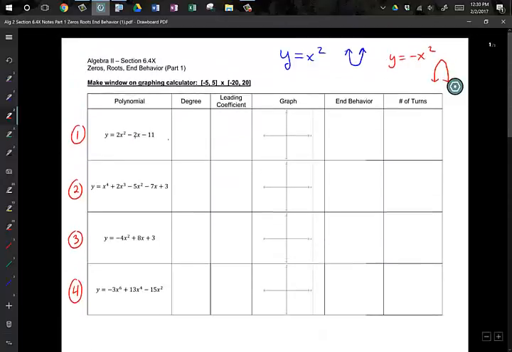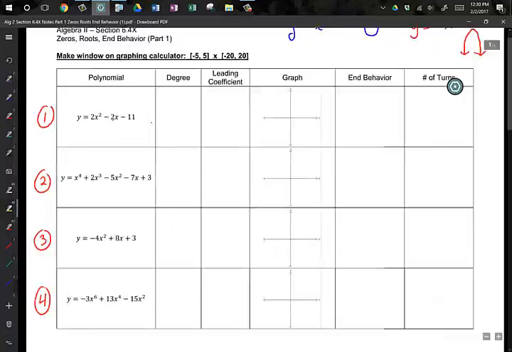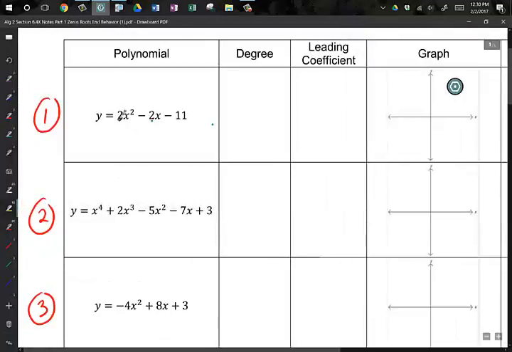This is what I would like you to do. I would like you to plug in your equation on your calculator. I would like you to tell me what is the degree of that equation, in other words, the highest exponent. What is the leading coefficient? I will highlight that on number 1. The leading coefficient of this first one is 2. The leading coefficient on the second one is the number in front of the x to the 4th.